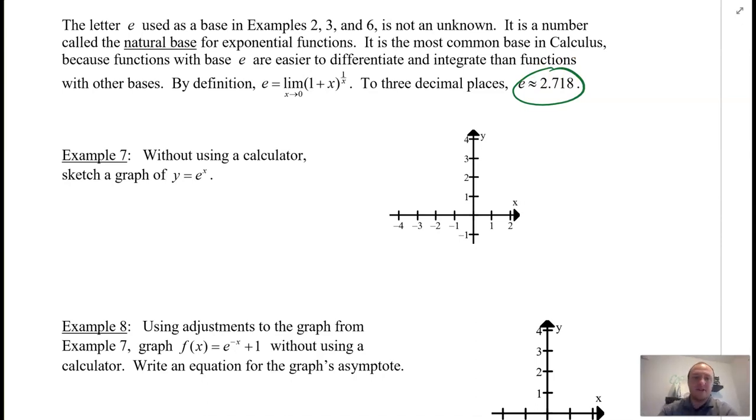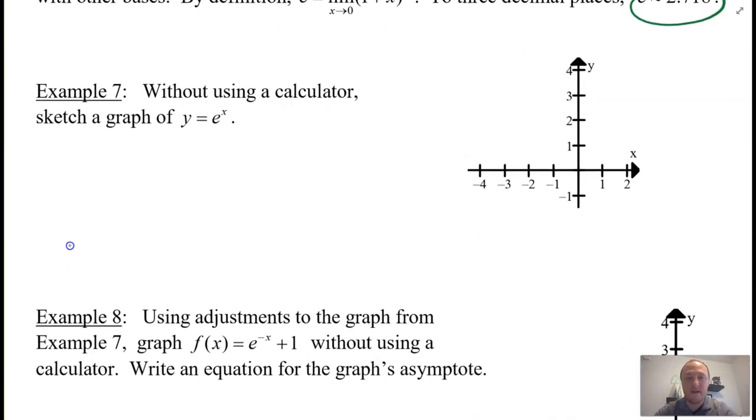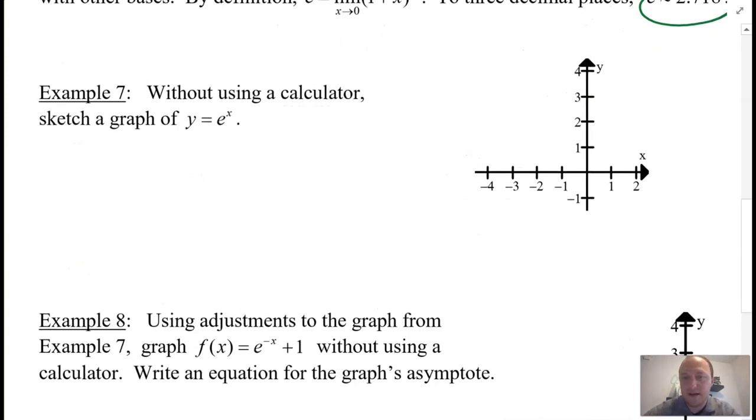All right, so here it says, without a calculator, sketch the graph of e to the x. Well, we kind of already did that. Remember that we have an asymptote at 0, an anchor point at (0, 1), and for e to the x the next point is (1, e), which is about 2.718. So our graph looks like this. There it is. Very easy.